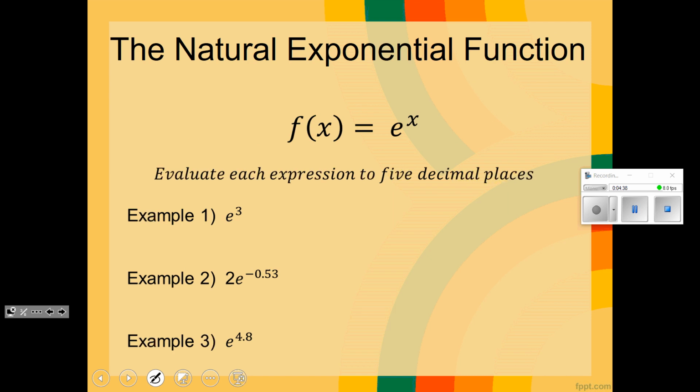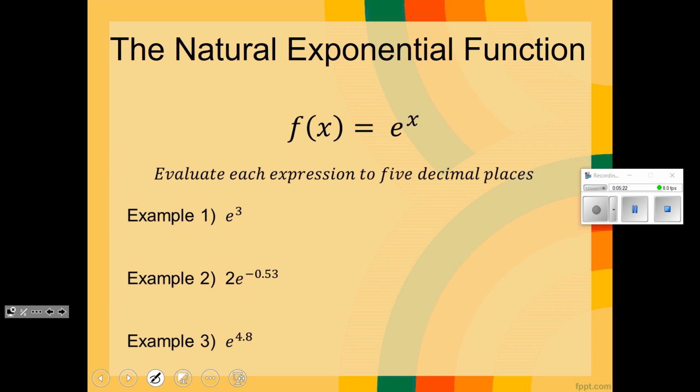I do want to show you where the e button is on your calculator. If you go down the left side of your calculator, do you see where it says log and ln? If you look in blue above the ln, what do you see? e to the x. If you hit second ln, that's the letter e, if I want the actual number e. That's when you're just typing it in.